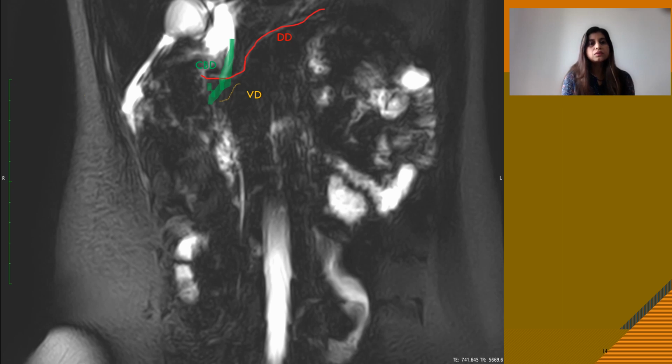and opening into the duodenum through the minor papilla, and here the ventral duct, which is joining the CBD to open into the second part of the duodenum through the major papilla. So here we can see all the 3 points. Dorsal pancreatic duct coursing anterior to the CBD, it's not joining the CBD, and it's opening cranial to the CBD.